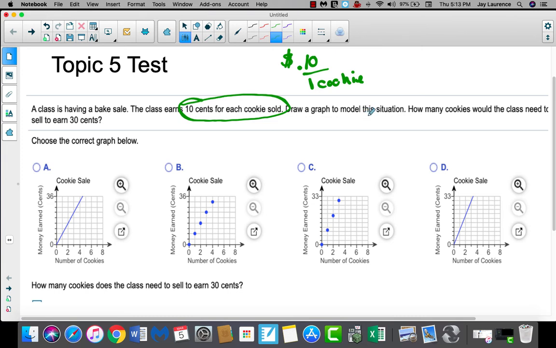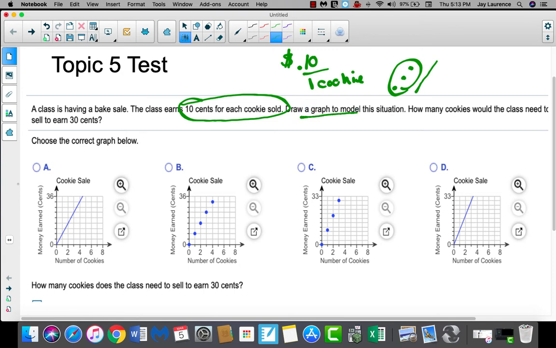Now I got a question for you. Should my graph be a series of points like this? Or should it be a continuous graph? Should it be discrete, which is just points, or continuous, where you connect all the points together? Okay, hopefully you're thinking it's this one because we're not going to sell a half a cookie, a third of a cookie, a quarter of a cookie. We're only going to sell one cookie, get 10 cents. 2 cookies, 20 cents. 3 cookies, 30 cents.